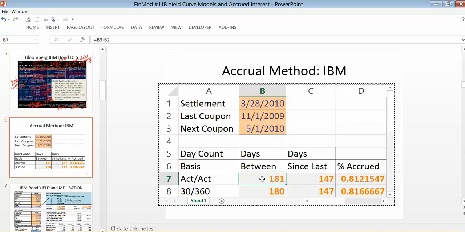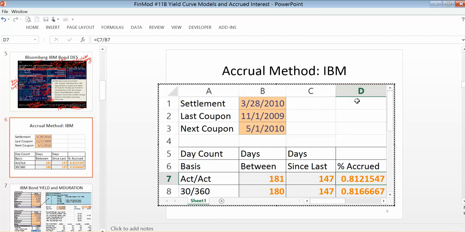And if I subtract the last coupon date from the next coupon date, I realize there's 181 days between those two. If I take that fraction, 147 days since last payment, divided by 181 days between payments, I owe the seller of the bond 81% of the next coupon payment. The next coupon payment is half of 8 3/8 times 1,000, so it's about 40-some dollars. I owe somebody 80% of about $40.